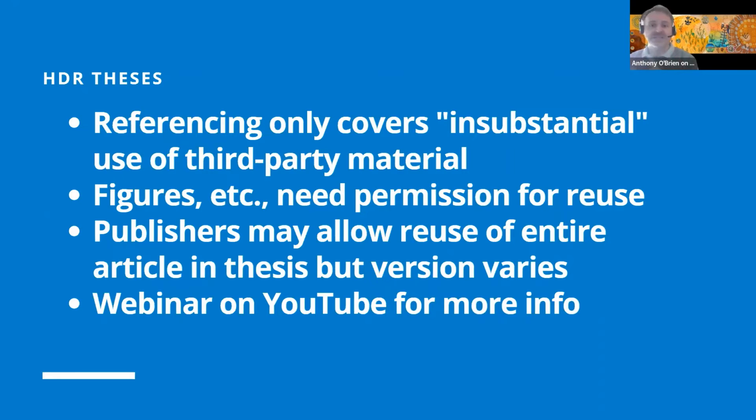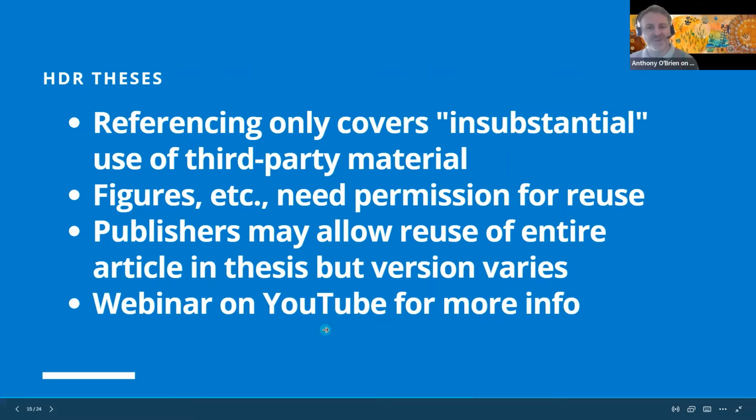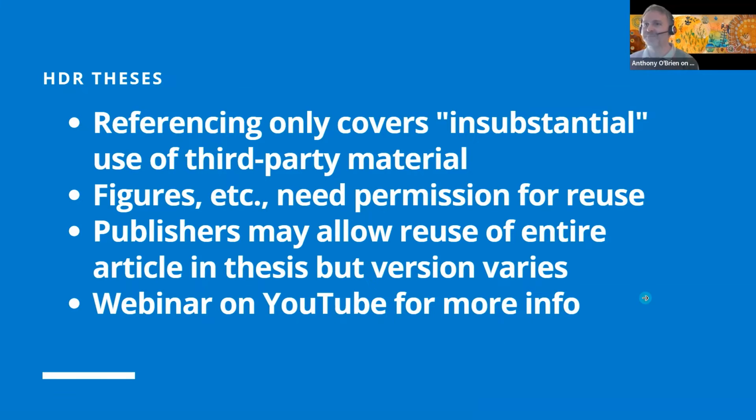And by that, I mean, is it the manuscript version that maybe you got after the peer review process? Is it the version that you can actually download from the publisher database? There are all these different versions of the articles as you go through the research and publication process. And some publishers are very strict about what you can and can't use. But again, more information is in our previous webinar on YouTube if you'd like to know more about that.